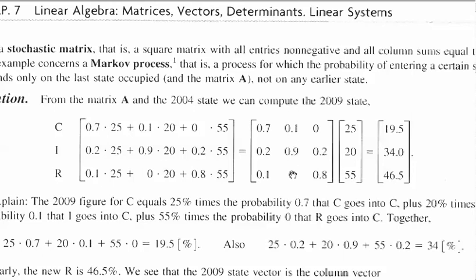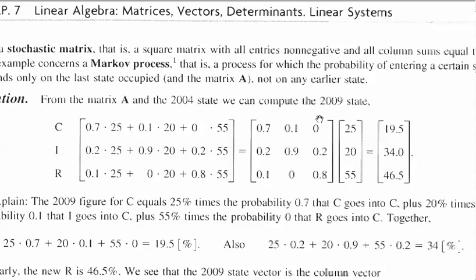The next column is the industrial column because the second row is the industrial row. If I am industrial today, I've got a 10% chance of going commercial, a 90% chance of staying industrial, and no chance of going residential. Notice these probabilities add up to 1. If today I'm industrial, there's a 100% chance something's going to happen. If today I'm commercial, 100% chance something's going to happen.